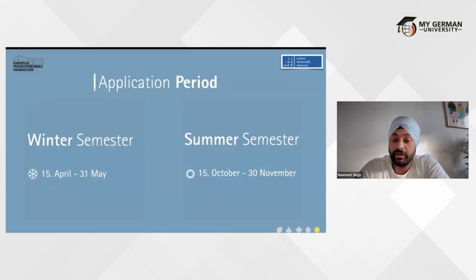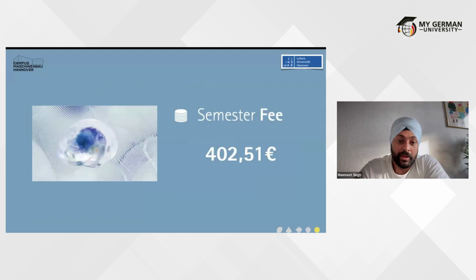Application period. There are 2 application periods. For the winter semester, it will be starting soon, on 15th of April till 31st of May. And for the summer semester, we have 15th of October to 30th of November. You apply directly on the university portal, but you need a VPD from UniAssist. The UniAssist VPD, you can apply for at any time over the year. And you need a general master VPD for Leibniz University.